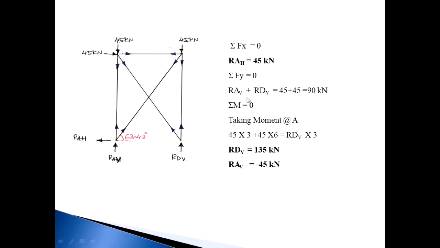We have the equation RAV plus RDV is equal to 90. So putting in RDV in this equation, the RAV value is equal to minus 45 kilonewton. The minus sign indicates that whatever we first assumed, that RAV goes in the upward direction, our assumption was wrong; RAV is actually going in a downward direction. This negative sign indicates that our assumption was wrong. So RAV is 45 kilonewton but the direction is downward.